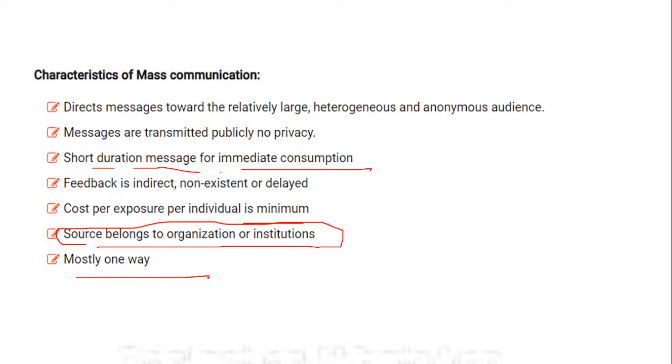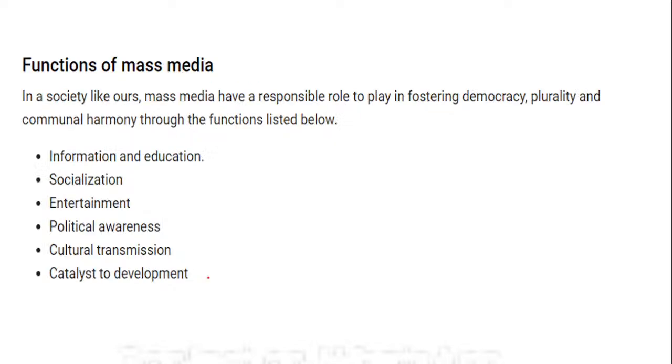Yes, not same people. Yeah, Gautam, thank you. So I think I did both heterogeneous and homogeneous, but while explaining heterogeneous, I used that word same. Okay, so now, functions of mass media.